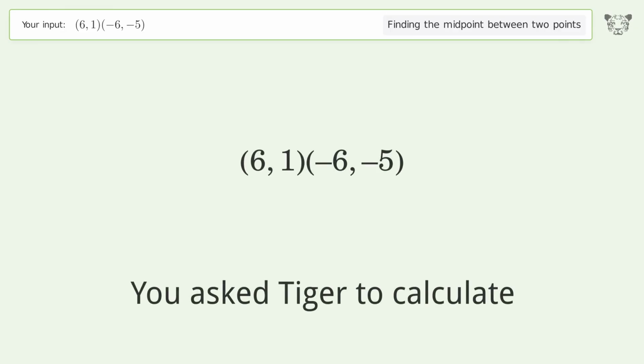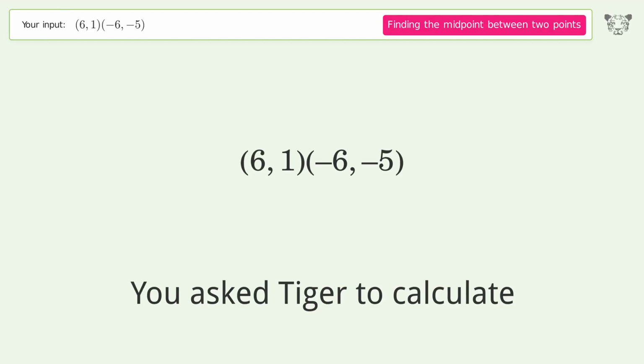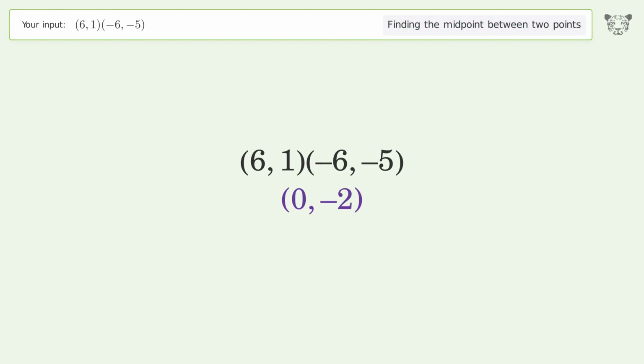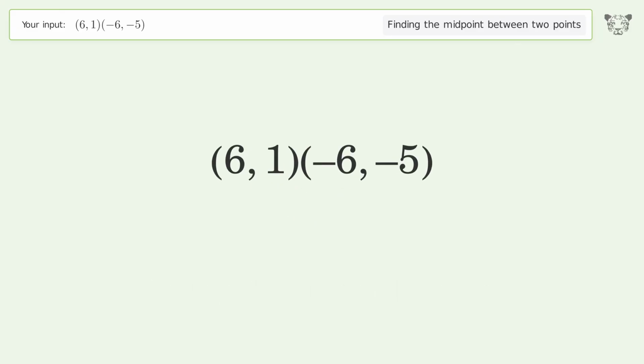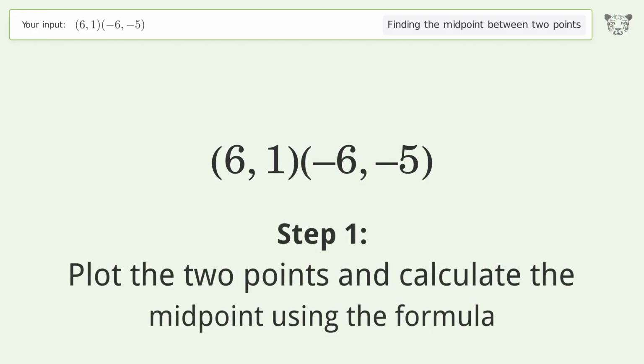You ask Tiger to calculate. This deals with finding the midpoint between 2 points. The midpoint between the 2 points is 0, -2. Let's solve it step by step. Plot the 2 points and calculate the midpoint using the formula.